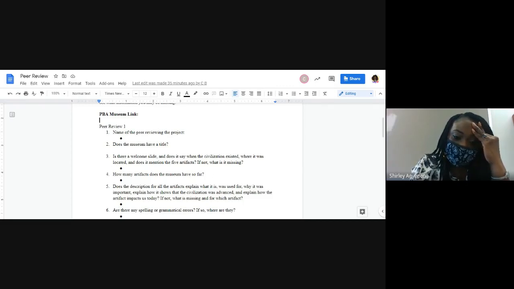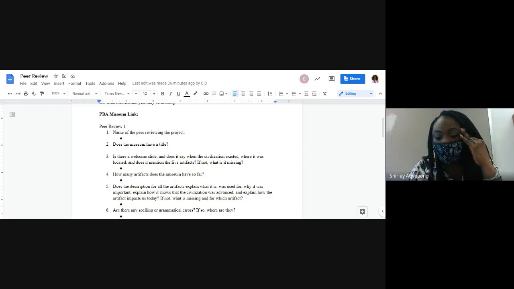So Alejandro, you are looking at Mildad's work, right? And then you are going to put whether it has all the information here: the welcome slide, where the civilization existed, where it's located, and the 5 artifacts. If it has all of it, you're going to put yes or no. Okay, and if it doesn't have it, what is it missing? You're going to put it here if anything is missing. Do you guys understand what I'm saying? From a fist of 5 to 0, 5 is I understand, 0 is I don't understand, I'm confused.